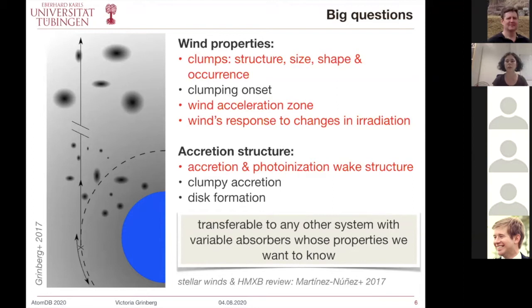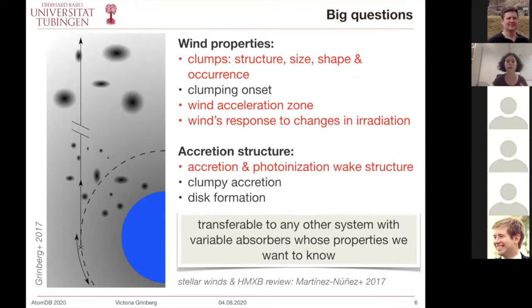We may want to understand the wind acceleration zone by looking at line shifts. We want to understand how the material that falls onto a compact object responds to changes in the radiation of the compact object. Again, high resolution spectroscopy. And we also want to understand this large scale accretion structure, so we have the formation of those dense arcs. Those can also be understood with the help of high ionization spectroscopy.